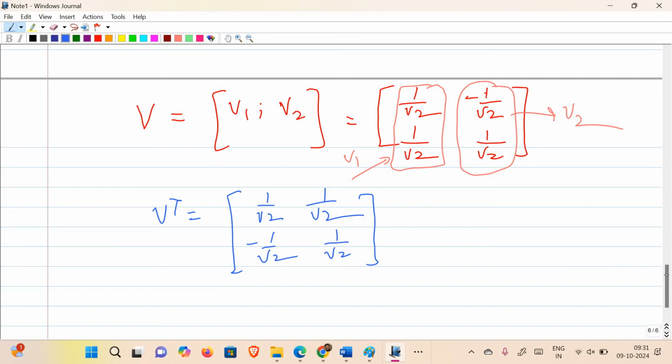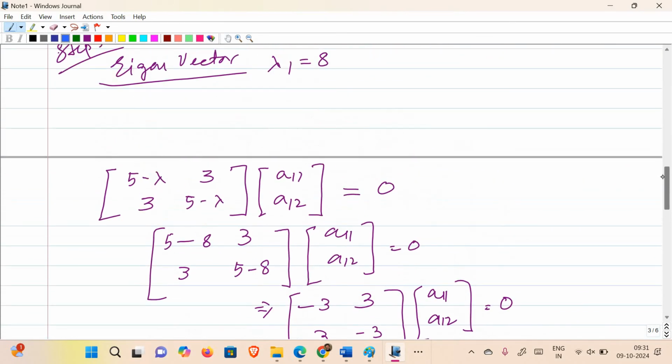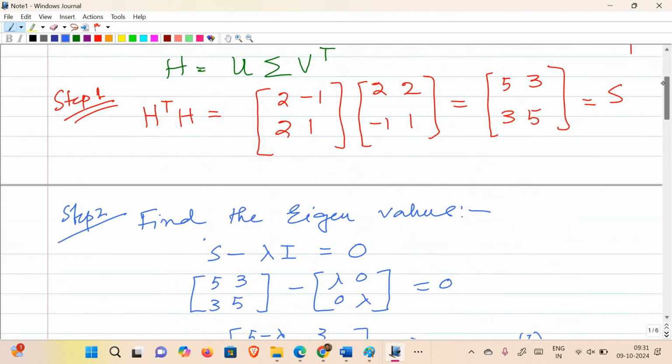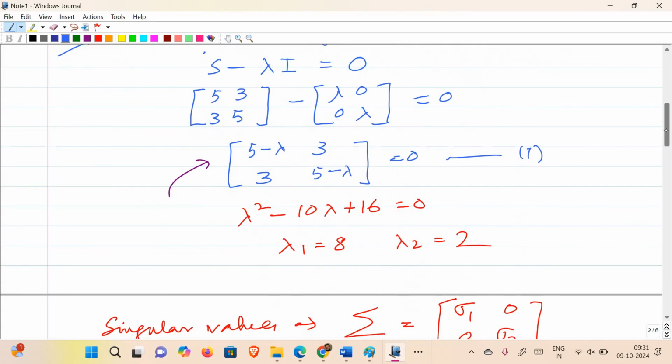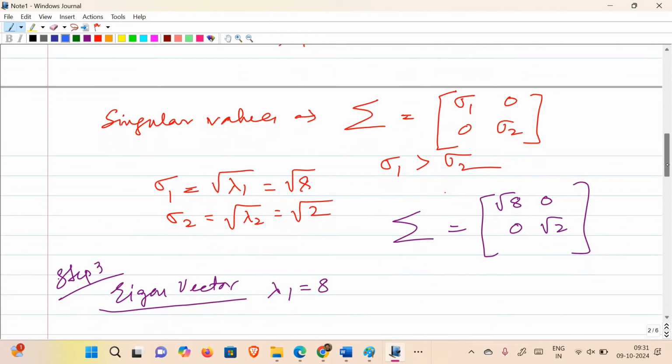Let me just recap on what we did. We started off with the calculation of H transpose H. We found out a matrix. From there, we tried to find out the eigenvalues. In this case, the eigenvalues are 8 and 2. Now the eigenvalues can be interchangeable, but as they are mapped to the singular value array, we need to maintain that sigma 1 is greater than sigma 2.